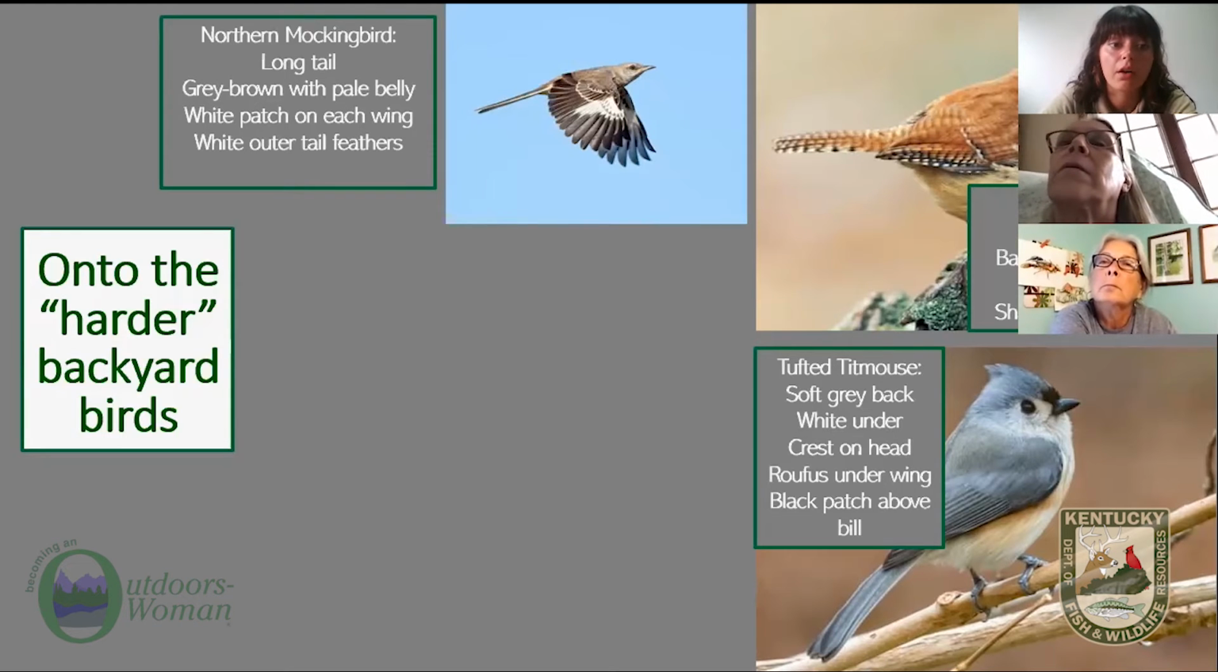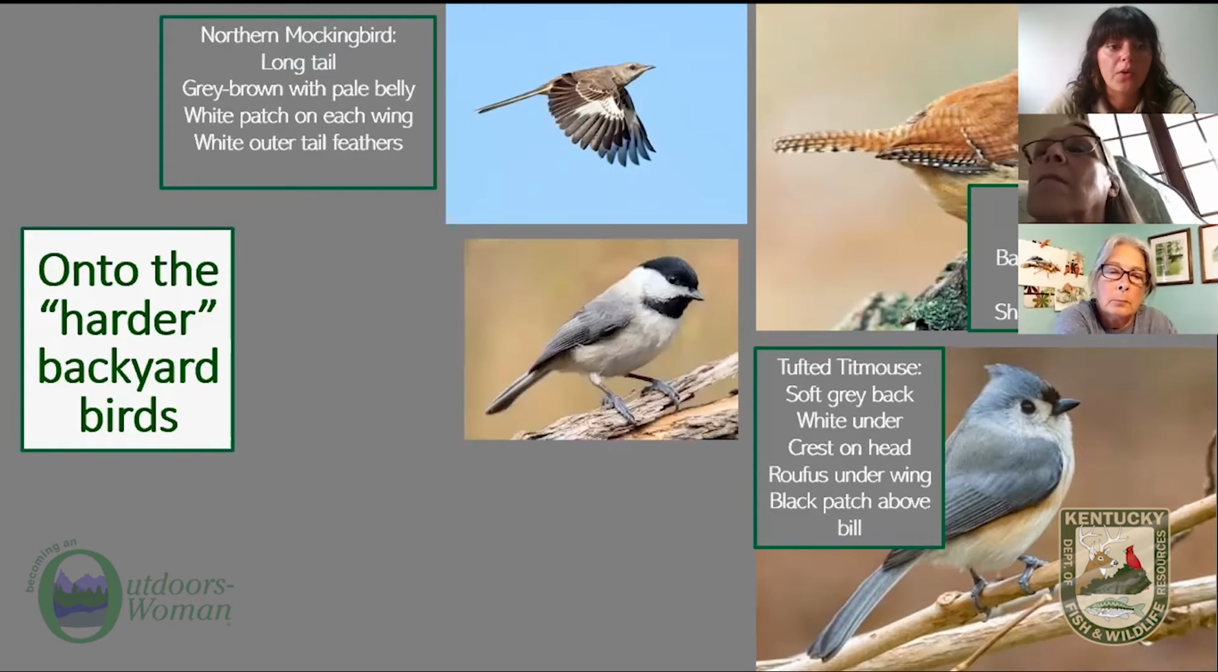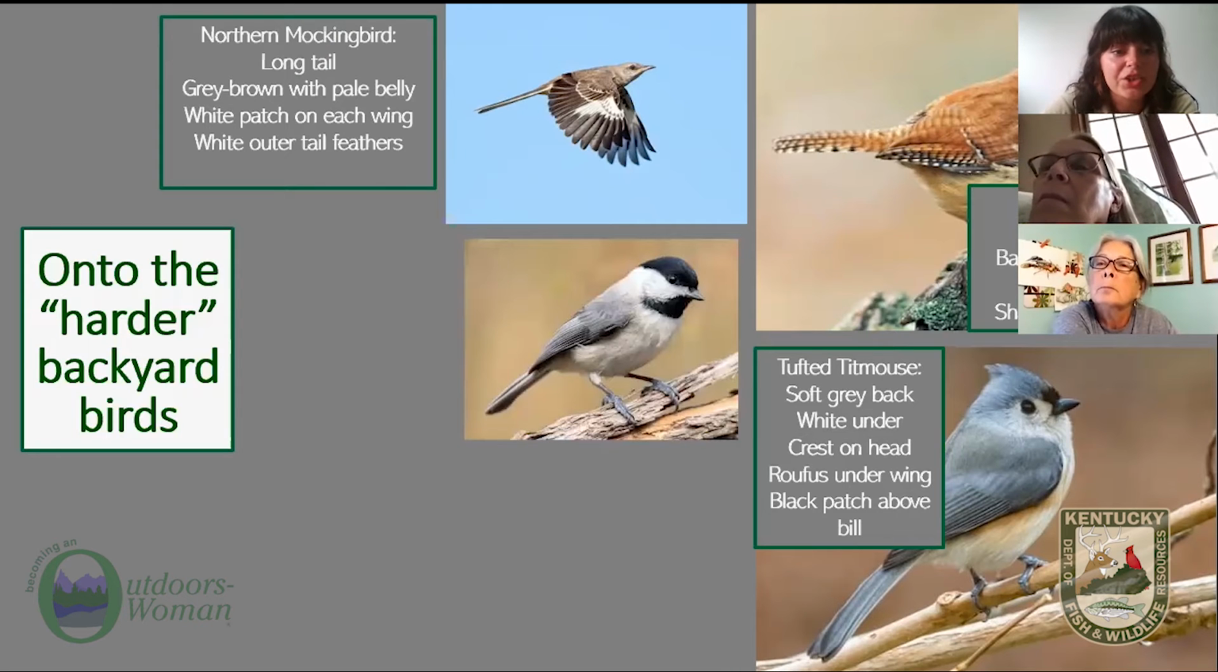And his tail is long, so in flight, it's really obvious. His tail is about as long as his body is, and a lot of the birds we talk about today will not have a tail that long. Okay, next is the Carolina chickadee.